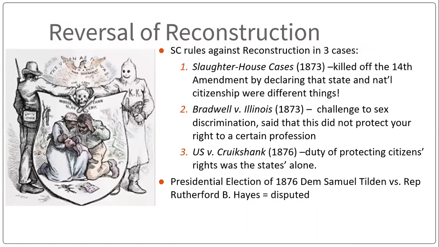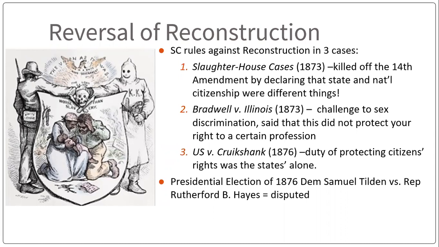All right. So some of the things that are going to reverse Reconstruction. The Supreme Court is going to rule against the Reconstruction process in 3 cases. The Slaughterhouse cases, which is going to basically gut the 14th Amendment and declare that state and national citizenship were different things. There's the Bradwell versus Illinois case, which is going to challenge sex discrimination, and said that the amendment did not protect your right to a certain profession. And there's U.S. versus Cruikshank, where the duty of protecting citizens' rights was the states alone.